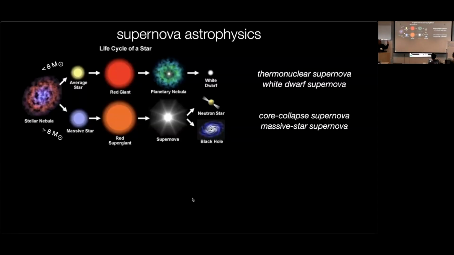Okay, so you've seen this kind of slide before, hopefully, right? But this was the distinction I was making at the beginning between the thermonuclear white dwarf supernovae, what explodes and how, versus the massive star core collapse supernovae, what explodes and how.